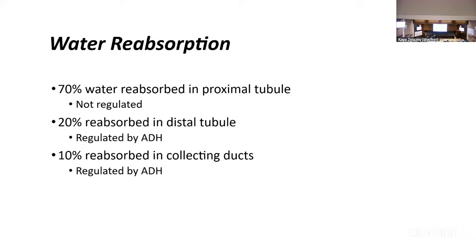So about 20% of the additional reabsorption that happens is going to be in the distal tubule, and another 10% will happen as our nephrons combine and flow into collecting ducts. And the hormone that's going to be regulating them in these areas is something called ADH, or antidiuretic hormone.